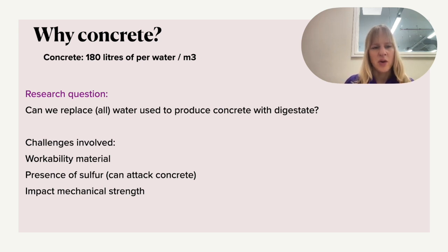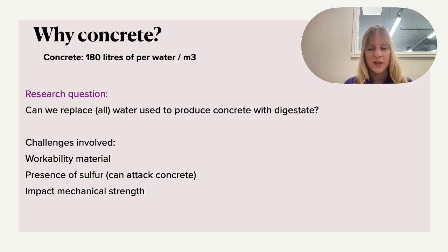Because what you might not know is that concrete is a very thirsty material. You use about 100 liters of water to produce a cubic meter of concrete. And our research question here was really, because we also know that the concrete industry and the building industry play a very important role in global warming, can we replace all of that water that's used to produce concrete with the digestate? And there are certain challenges here, which I will show.